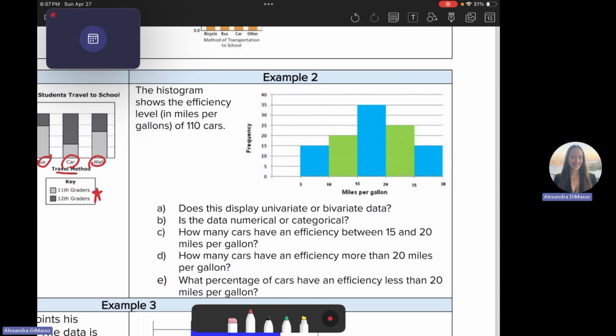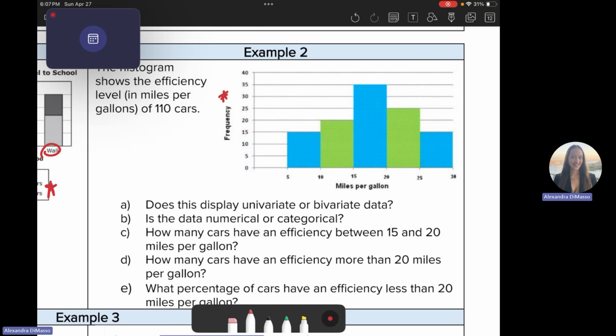Okay, so I've got miles per gallon on the bottom. Frequency is how often, like what's the number of times that something happens. But I'm only talking about one variable, which is how many miles per gallon I can get with each car. Because I'm only talking about one thing, this is definitely going to be univariate data, right? I'm only talking about miles.